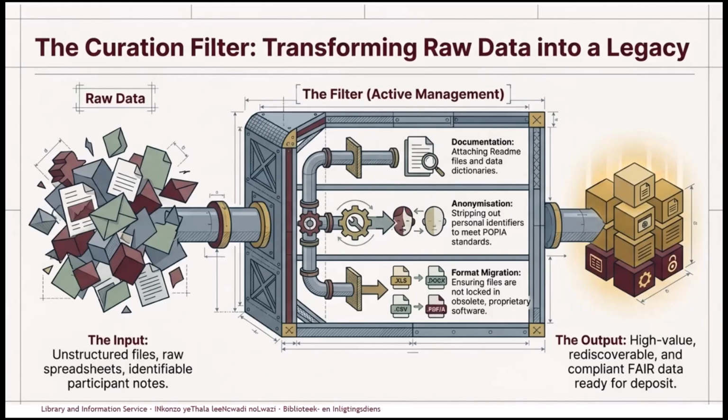And then format migration, ensuring that the format that it's stored in is an open format and not a proprietary format, if possible. If it's an Excel sheet, it's entirely possible to save it in an open XLSX. So I can't remember the exact one now. But docx is another example of an open word processor format.